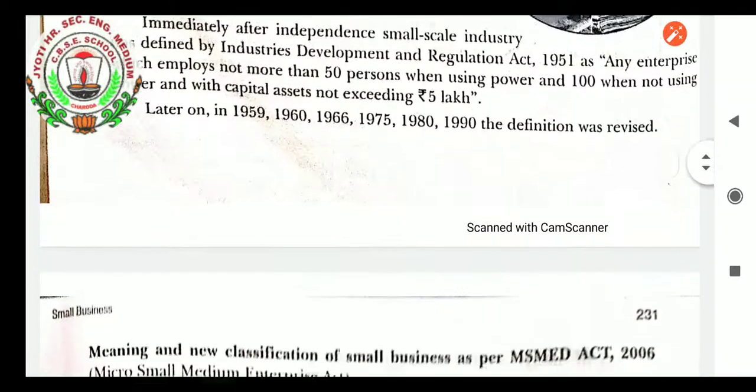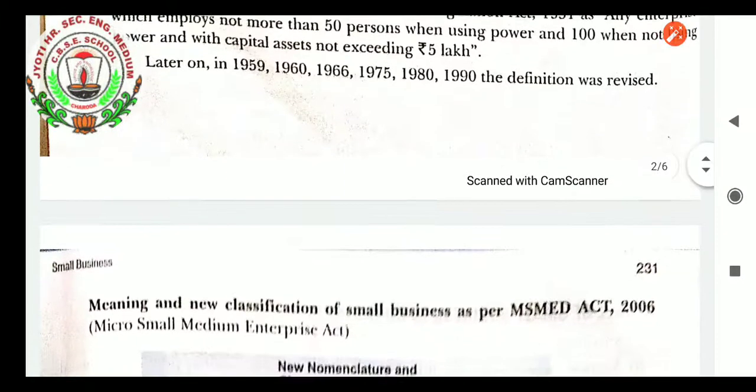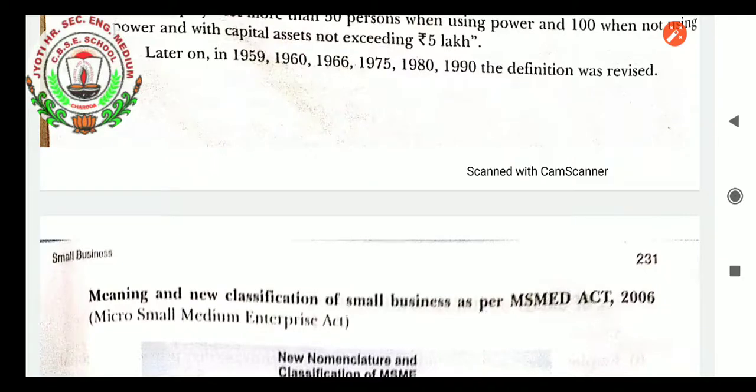The definition was revised, which means it has been changed according to changing times. It may have been revised in the number of employees or in the amount of investment. As I said, now it is 8 lakh. A company with investment below 8 lakh comes under small scale business.